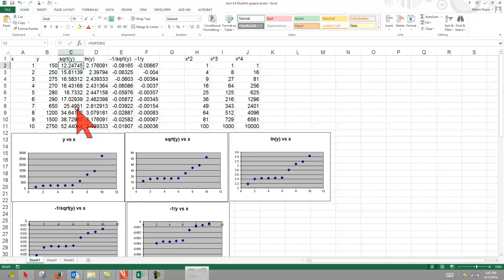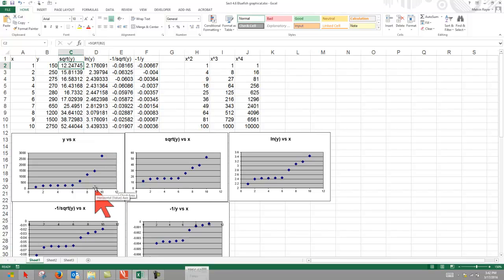And then I did a scatter plot of the x values, column A, versus the square root of y values in column C. Here it is. And compare to the original data. This graph is repeated here.